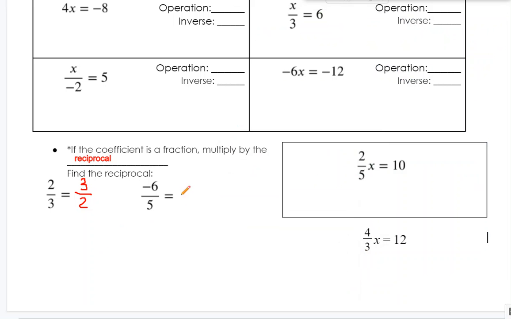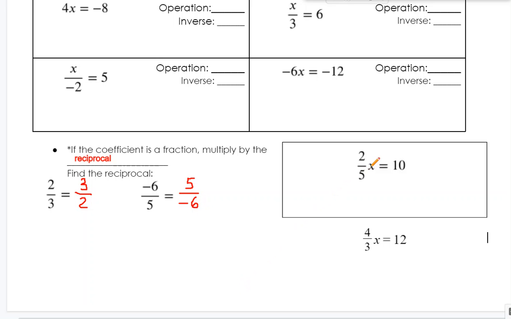Okay? So what's the reciprocal of -6/5? Well, -6/5, if I find the reciprocal, I flip the fraction. So the denominator goes to the numerator, the bottom goes to the top, and the numerator goes to the denominator. The top goes to the bottom. So that would be 5/6.